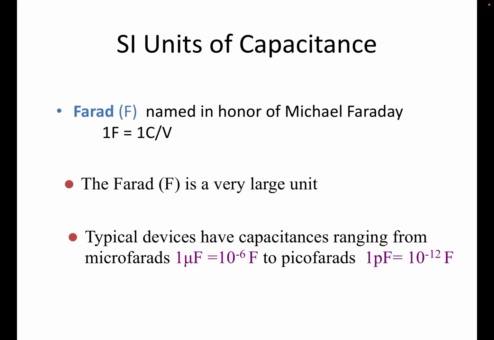The SI unit of capacitance is a Farad, or just F, named after Michael Faraday, where 1 Farad equals 1 coulomb per volt. A Farad is a very large unit, so typical capacitors are measured in microfarads or picofarads.